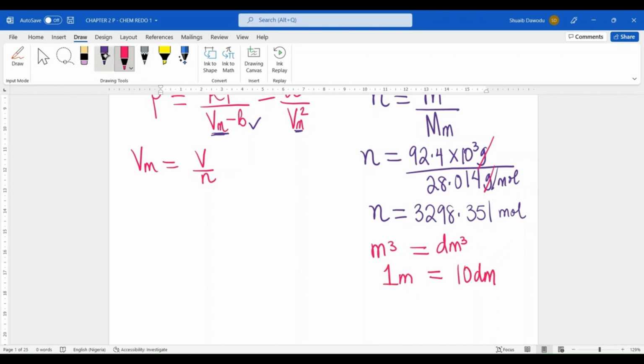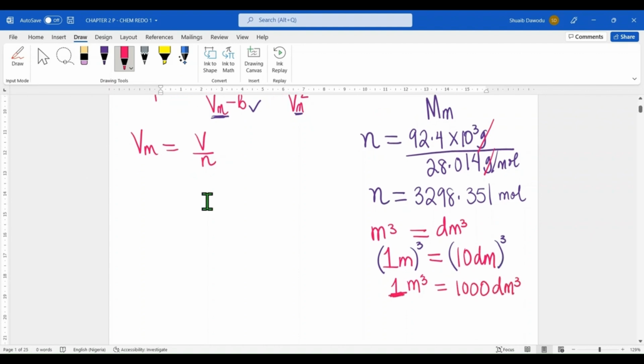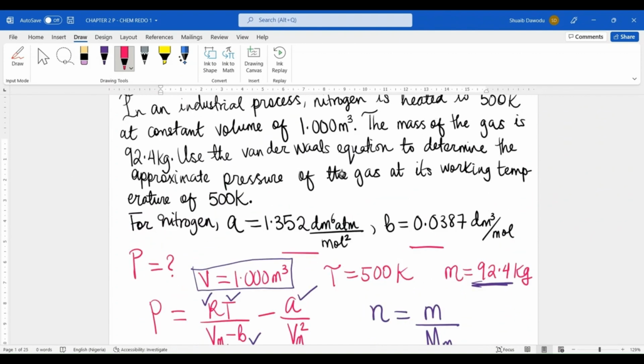Now we're dealing with volume, so we can just simply cube it, right? Because if we're dealing with area, we're going to square it. So you cube it here, so 1 meter all cube is the same thing as 1 times 1 times 1, that's 1 meter times meter times meter, that's meter cube. And then 10 decimeter all cube is the same thing as 10 times 10 times 10, which is just 1,000 decimeter times decimeter times decimeter, decimeter cube. So that is basically it. We've done the proper conversion.